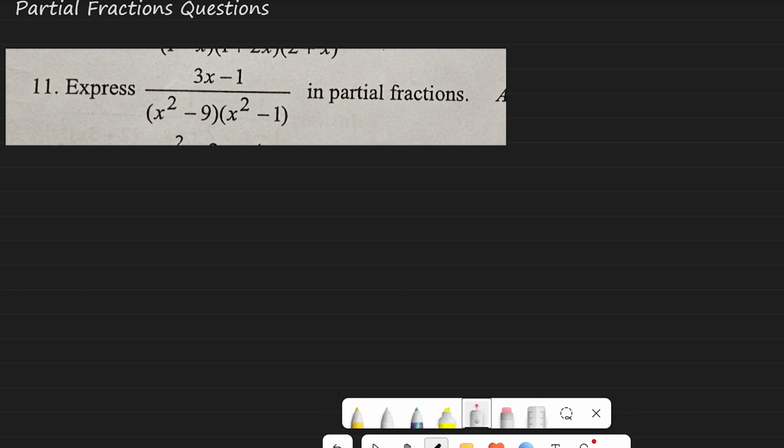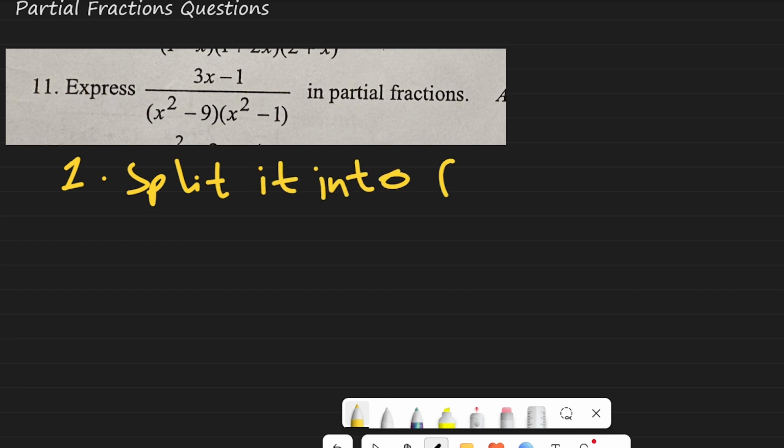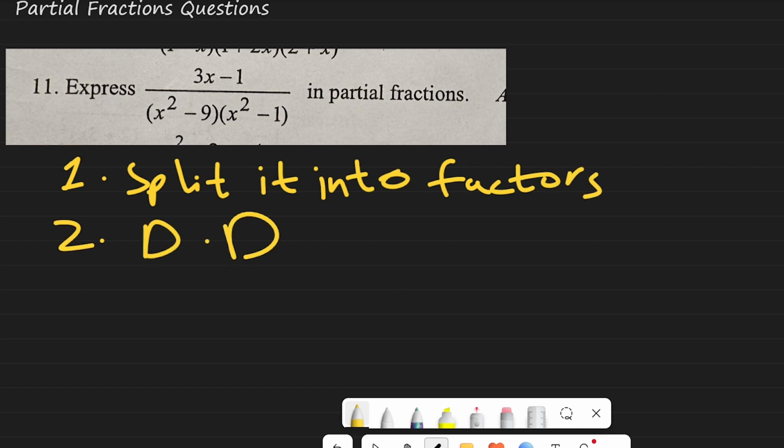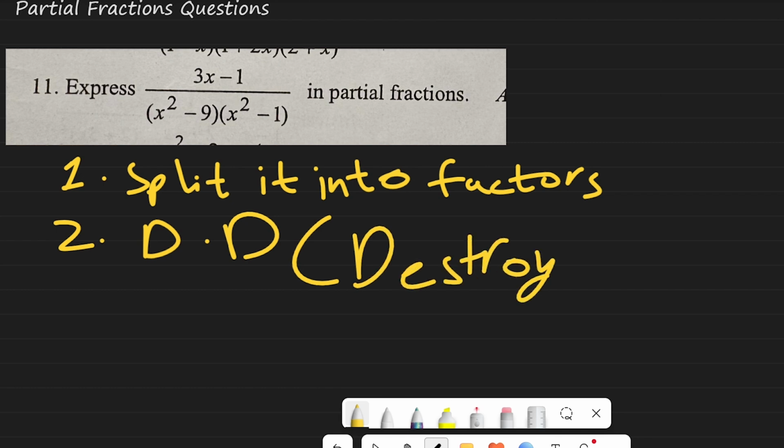First of all, we need to remember the rules of solving the questions. Rule number one is to split it into factors. Rule number two, D D, means destroy the denominator. I'm just writing den.